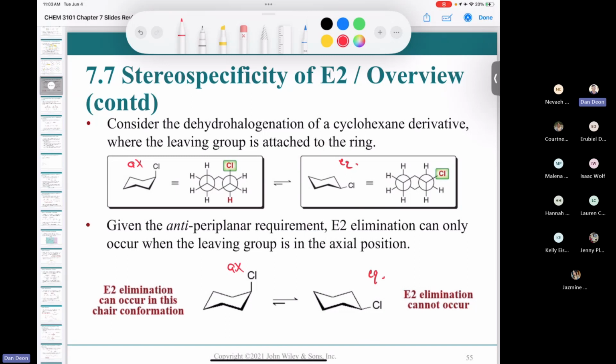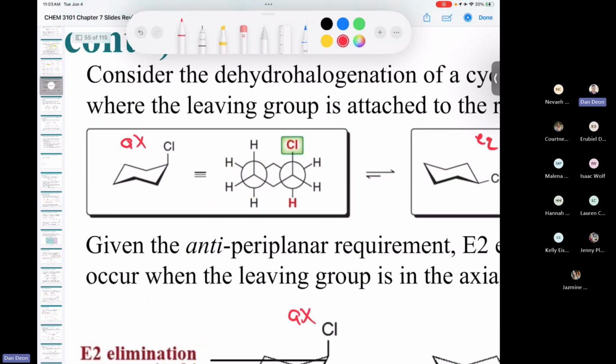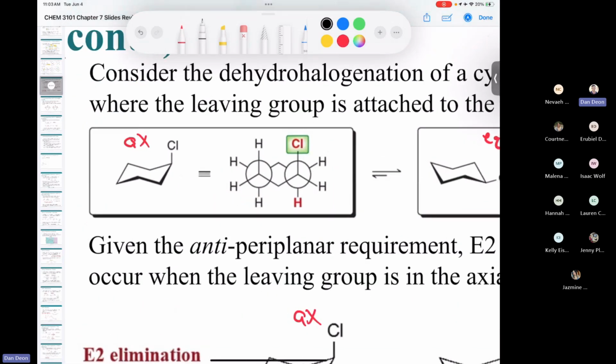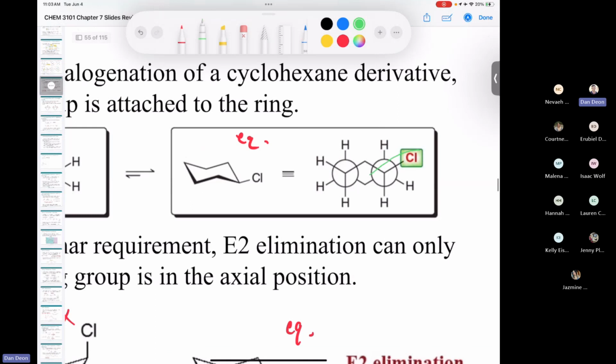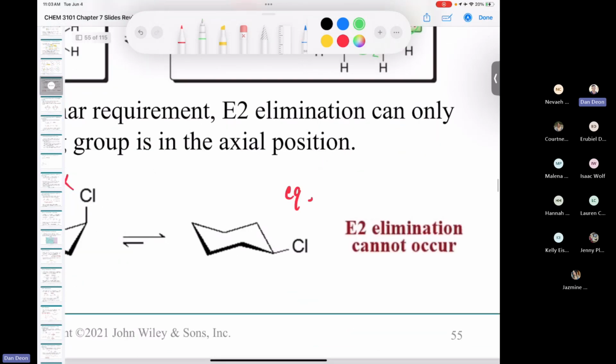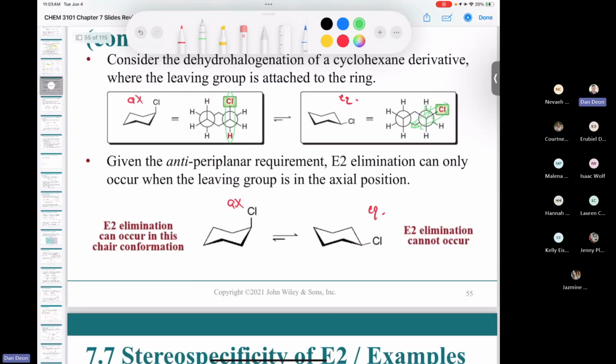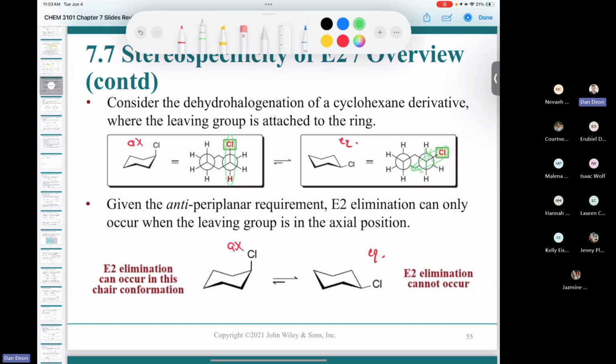It can't be in the equatorial position, and you can see why, because when it's in the axial position, you can have a proton that is going to be anti-periplanar to it, whereas when it's equatorial, it's a methylene, right? This is a carbon. This is a CH2 group. It's not a proton. So this will not work in an elimination. The only way it's going to work in an elimination is if your leaving group is axial, because then again, you have protons that are anti-periplanar to it. But when it's equatorial, it doesn't work, okay?